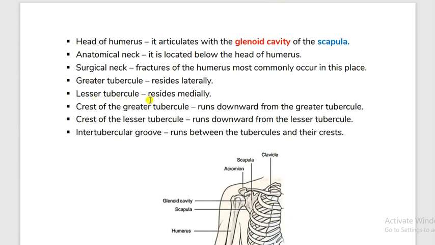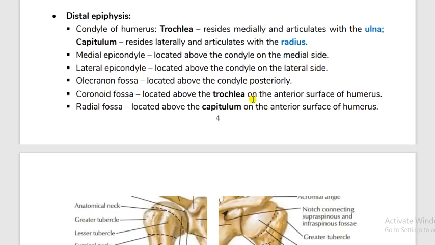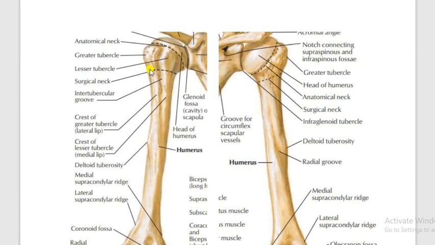There is the crest of the greater tubercle, which runs downward from the greater tubercle, and the crest of the lesser tubercle, which runs downward from the lesser tubercle. You can see here the crest of the greater tubercle, and then the crest of the lesser tubercle here.